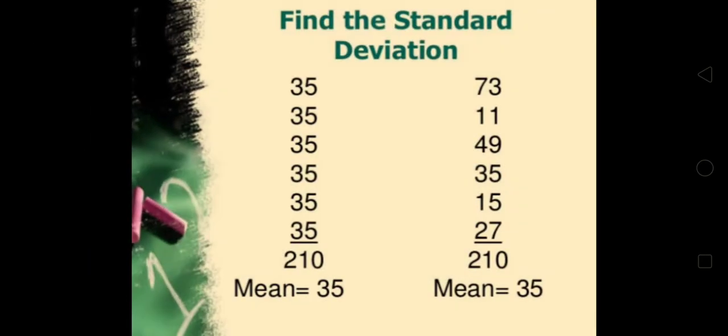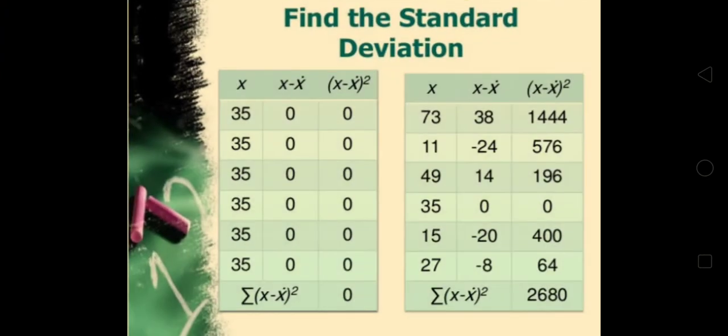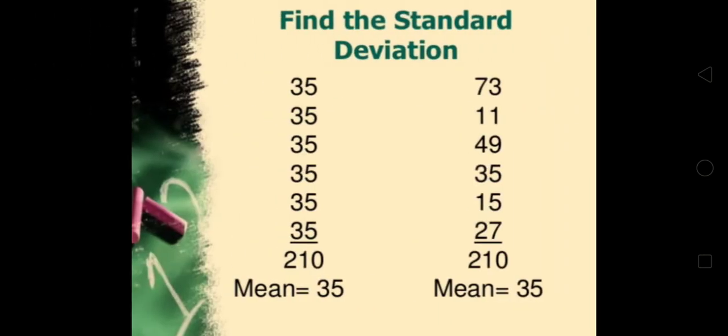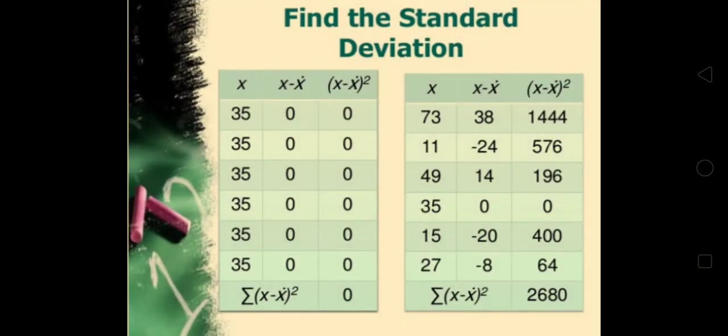This is the example of how we will apply the formula and the whole solution to get the standard deviation. In the first one, the mean is 35, and in the second one, the mean is also 35, but the variables are changing, the data is changing. This is the solution for these two questions. In the first one, when 35 is the same in all values, the standard deviation will be 0. But in the second one, the values are changing, 73, 11, 49, but the mean is the same, that is 35.